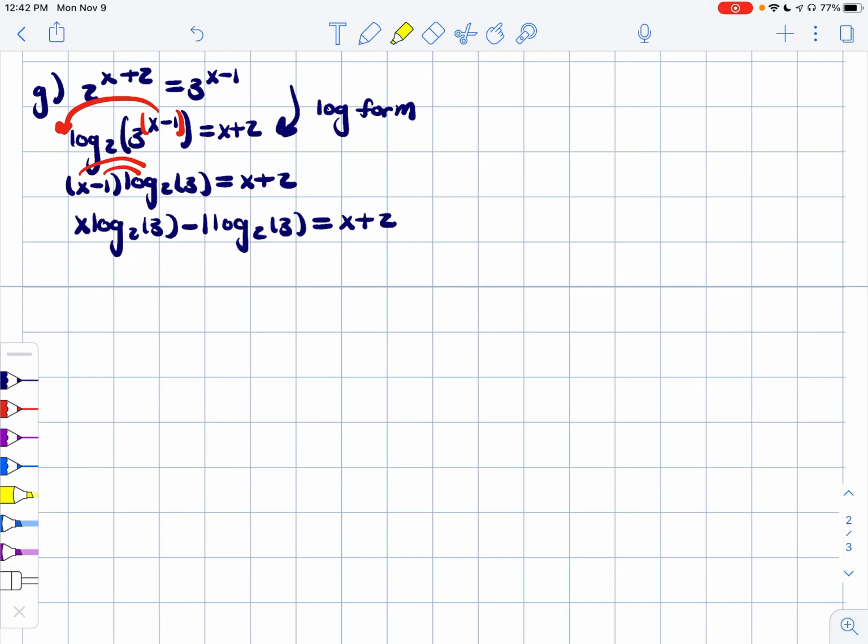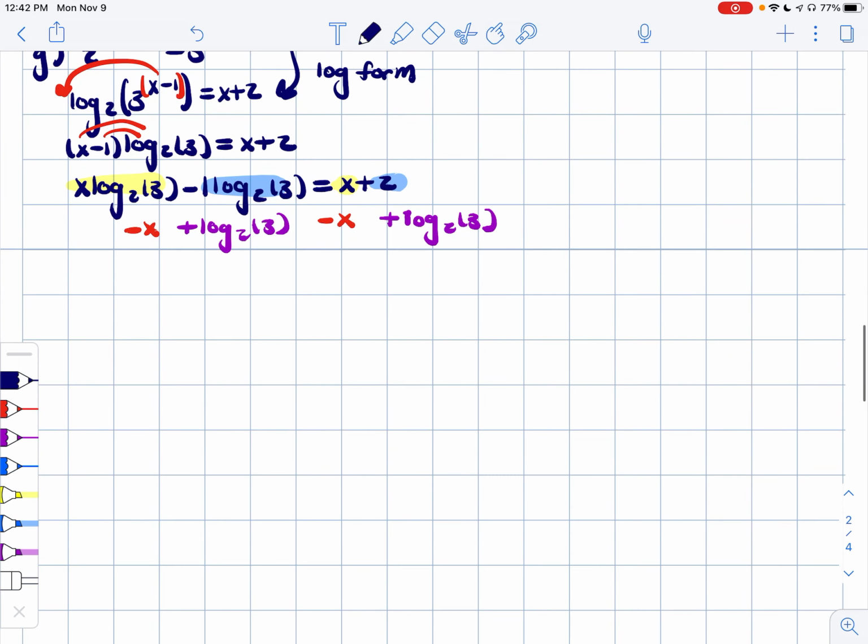All right, so now we want to group our log or our x terms together. We want to get all of our x's on one side and get everything else on the other side. So I'm going to subtract an x from both sides, and I'm going to add a log base 2 of 3 to both sides. All right, so that's going to get us x times the log base 2 of 3 minus x is equal to 2 plus the log base 2 of 3.